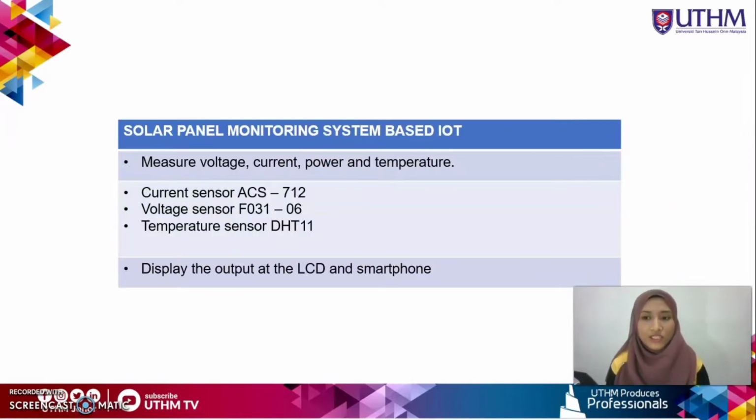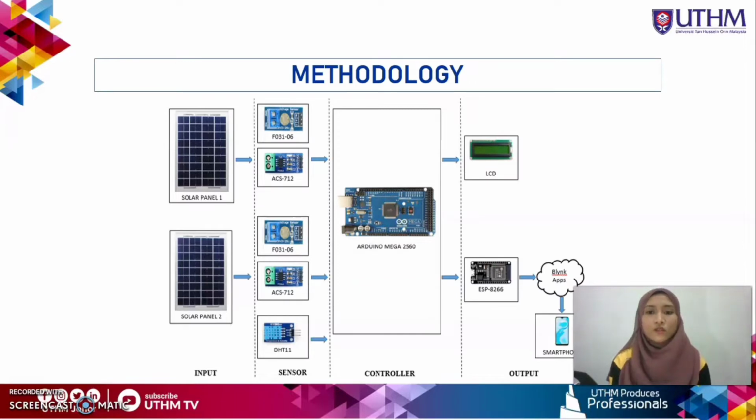So in this project, solar panel monitoring system based on IoT, we are going to measure voltage, current, power, and temperature. In this project, we are using current sensor ACS712, voltage sensor F03106, temperature sensor DHT11, and then the output is displayed on the LCD and the smartphone using the Blynk IoT application.